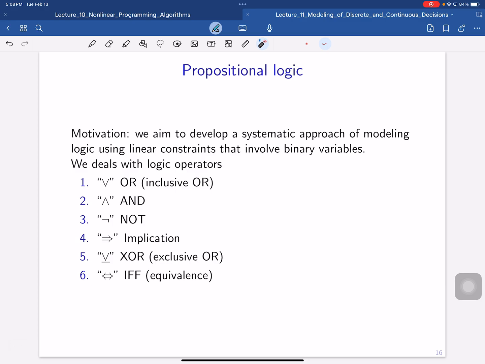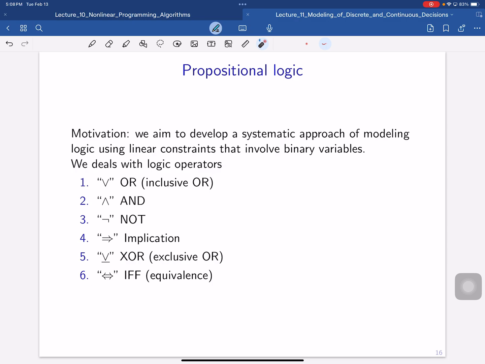Any questions before we move to the next subtopic? Yeah. So those small applications should be pretty intuitive. Now we are going to show you a very systematic way of modeling logic into mixed integer linear programming. I'm sure you have heard about propositional logic in your previous class, maybe even in your high school or freshman year, you have heard about those logic.